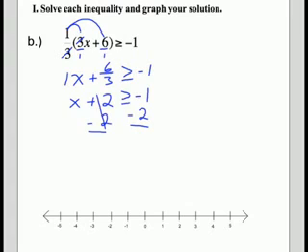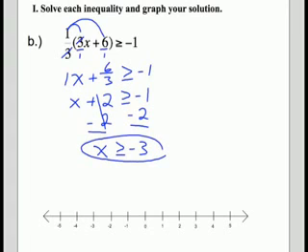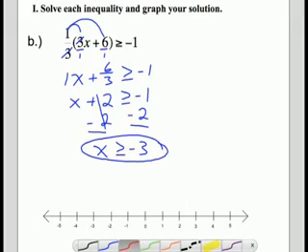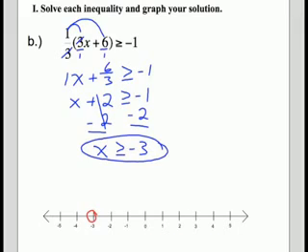Now we subtract 2 to both sides. We're left with x is greater than or equal to negative 3. So now we put a point on the graph at negative 3. And because it's greater than or equal to, we have to fill in the circle. So it's a solid circle at negative 3. And it's greater than or equal to, so our arrow goes to the right. We shade the right side of the graph.